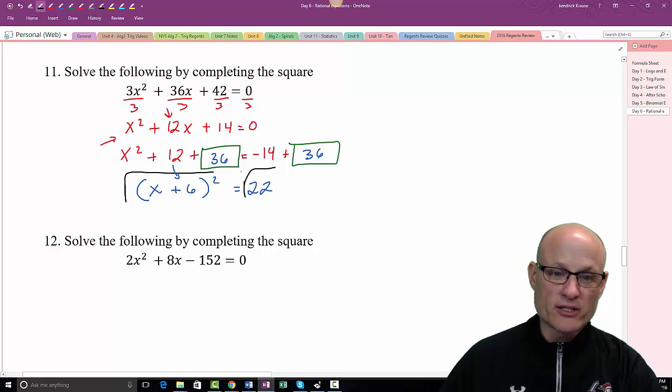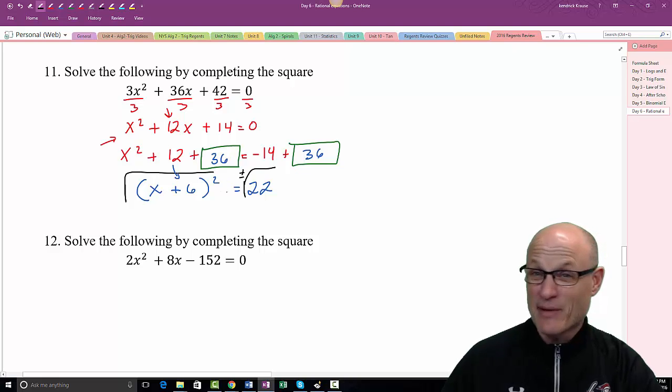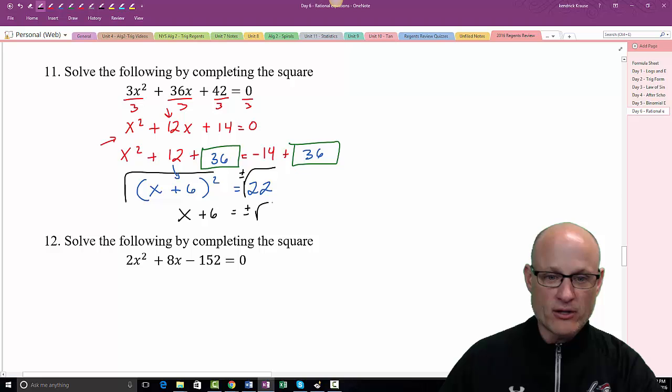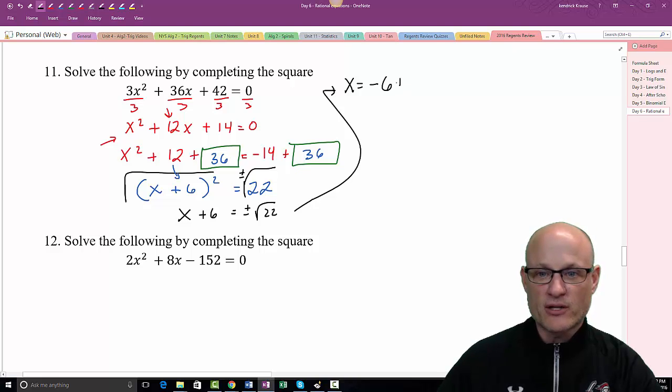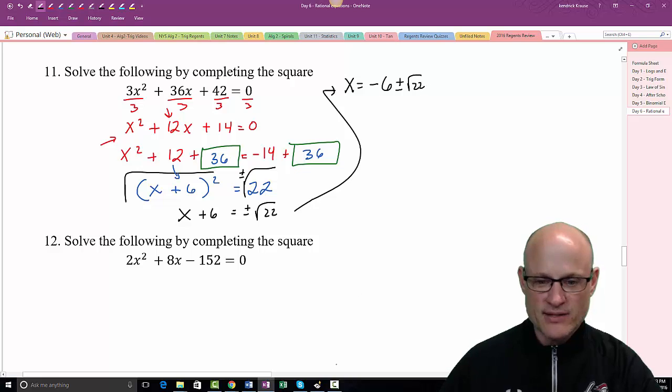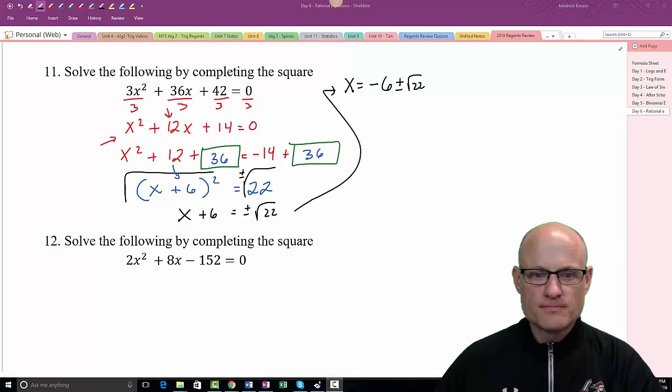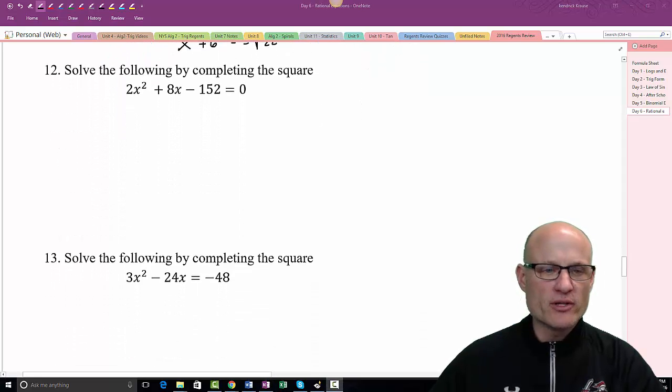When you take the square root, don't forget to put a plus or minus. It's in my flashcards. You should have a copy of my flashcards. x plus 6 is equal to plus or minus radical 22. Final step is to move that 6 over, so I get x equals negative 6, because when the 6 comes over, it becomes negative, plus or minus the square root of 22. I think I need to save. Moving and shaking, kids. Moving and shaking.